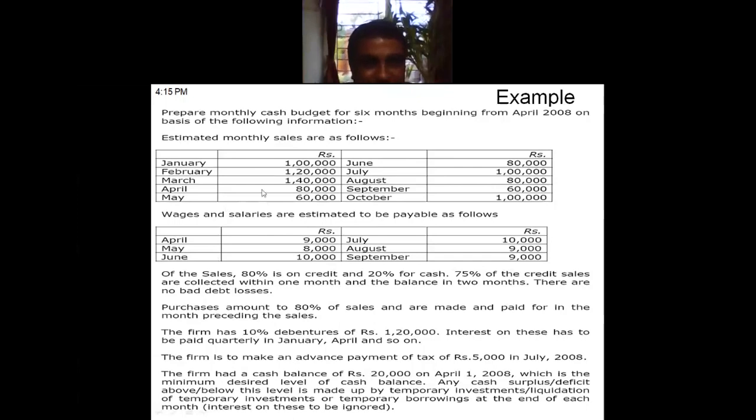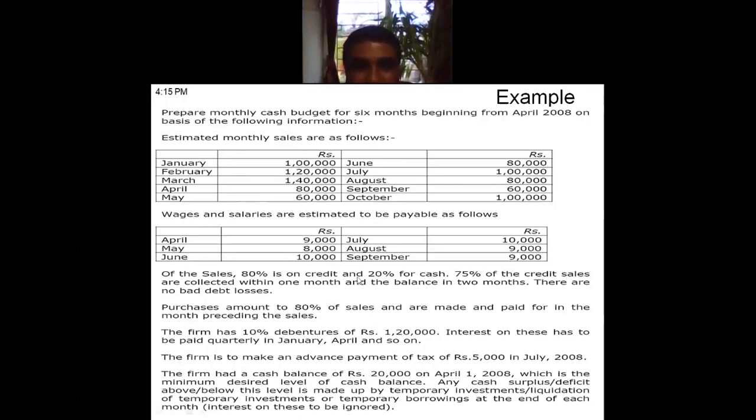Next, wages and salaries data is also given to you: April, May, June, July, August, September. How many months data is given to you? 6 months. Of the sales, 80% is in credit and 20% is in cash. So if you know the monthly sales, we can find out how much is cash sale and how much is credit sale.